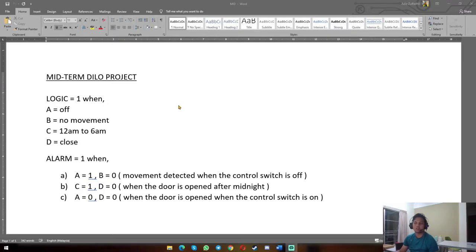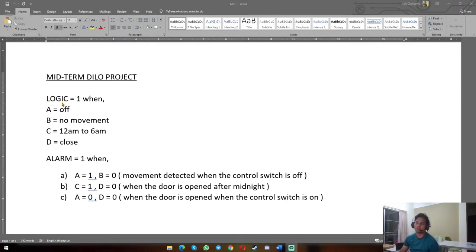Firstly, the question states that there are four inputs given, which are line A for the secret control switch, line B is the motion detector attached to the window, line C a battery powered clock, and line D is connected to a magnetic sensor to detect an open door. So all the lines will produce a logic 1 on each line.